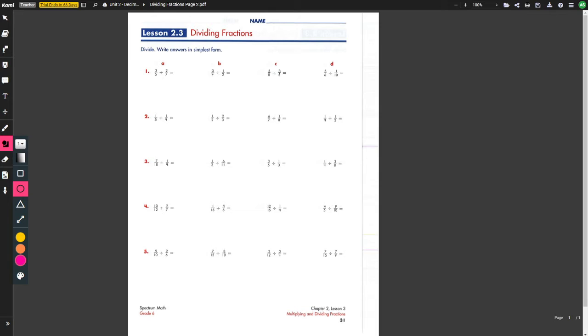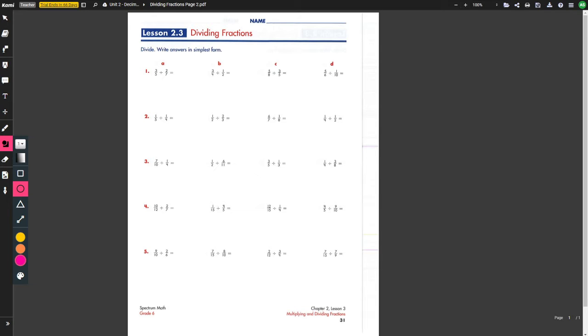So with this one, I'm going to be simplifying and I'm going to be making them into mixed numbers. Just to remind you, there are two ways to simplify an answer for a fraction. You can either simplify it before you multiply by cross-reducing, or you can simplify after you multiply. I'm going to show both ways.